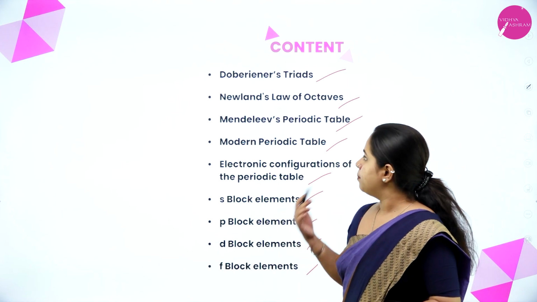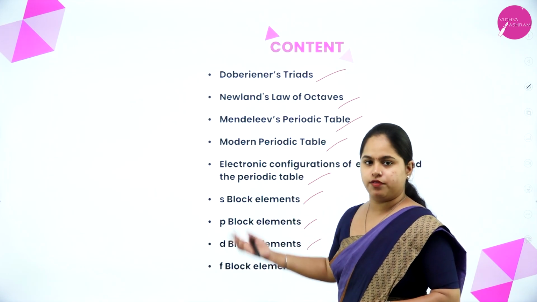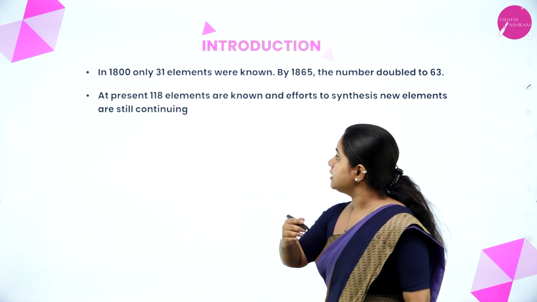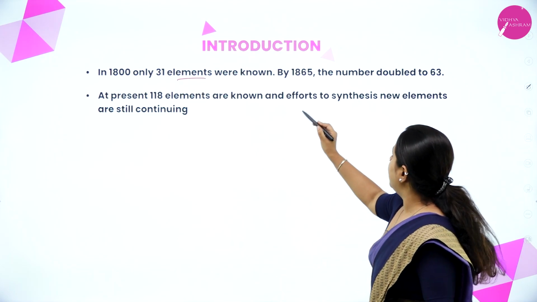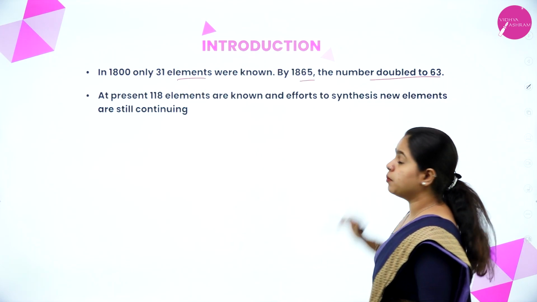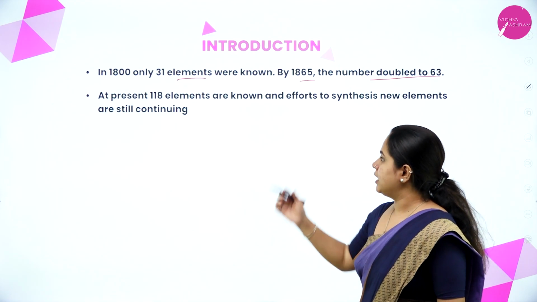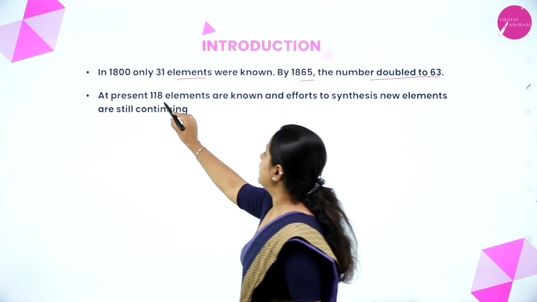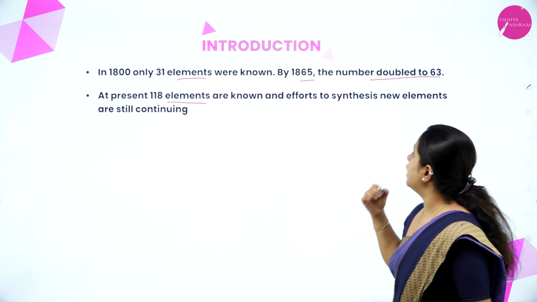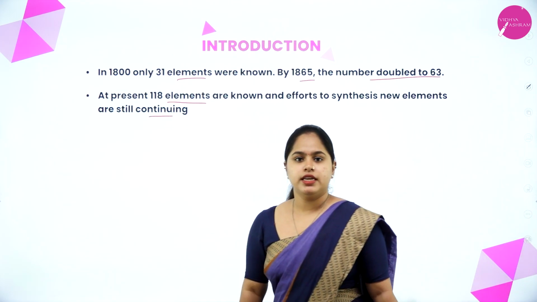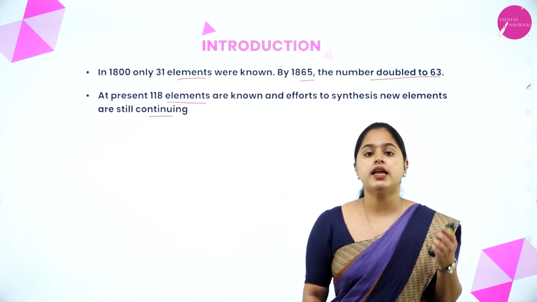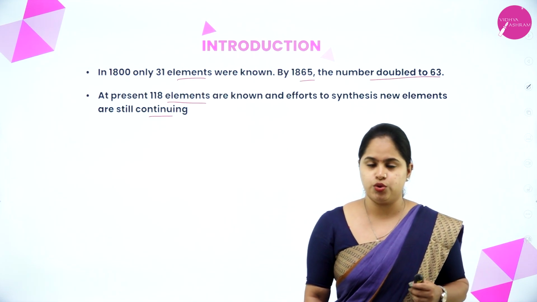Before moving on to what we are exactly going to study, in 1800 only 31 elements were known. By 1865 the number doubled to 63, and at present 118 elements are known, and efforts to synthesize new elements are still continuing. So as of now, 118 elements are known to us.